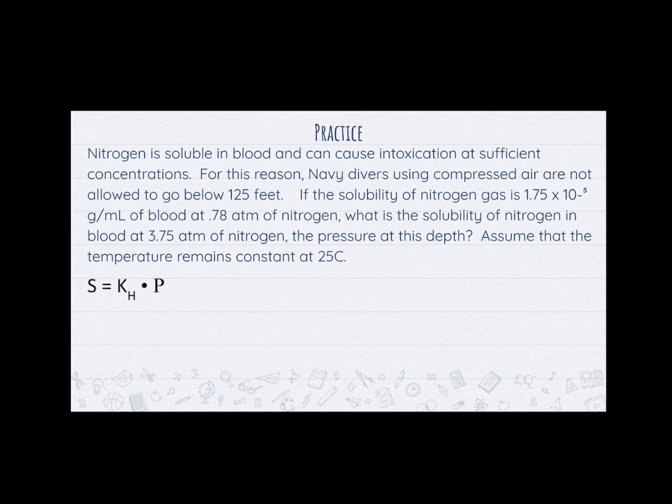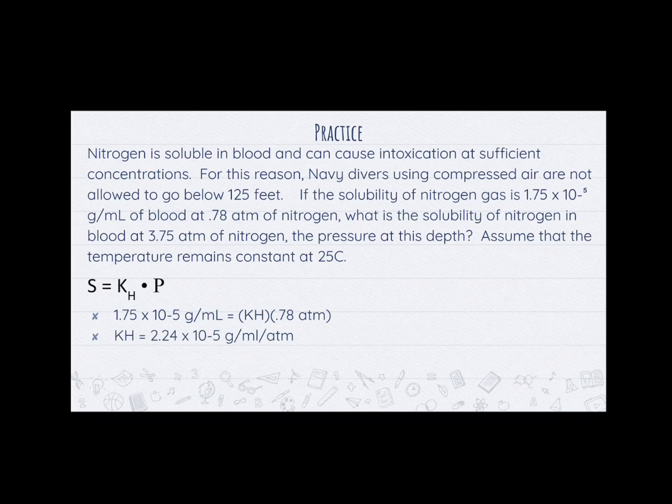So we're going to use this equation. Right away, we know the solubility of nitrogen gas is 1.75 times 10 to the negative 5, and we also know pressure. So the first thing we need to do is solve for KH. So I'm going to plug in my numbers. I have 1.75 times 10 to the negative fifth equals KH times 0.78. So you're going to solve for KH. I went ahead and did that, and I got 2.24 times 10 to the negative fifth.